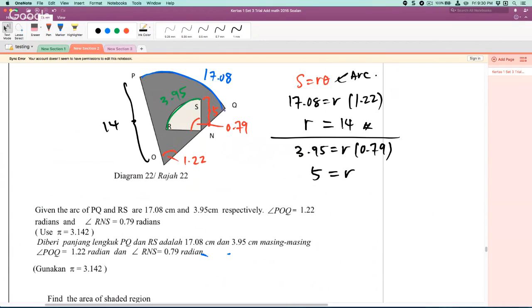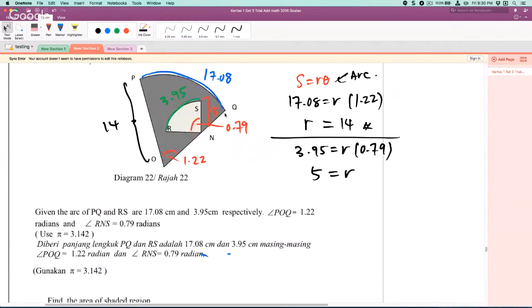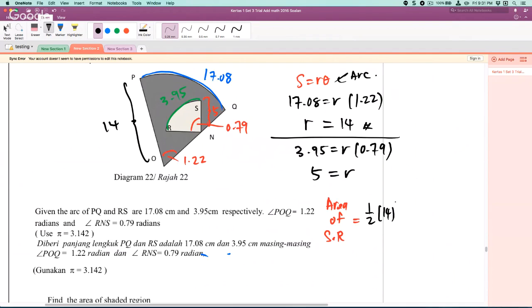Since we have this already, the question asks you to find the area of the shaded region. In order to find the area of the shaded region, we use the big sector minus the small sector. So I will say the area of the shaded region equals the big sector, which is half r squared theta, half times 14 squared times 1.22, minus the small sector.